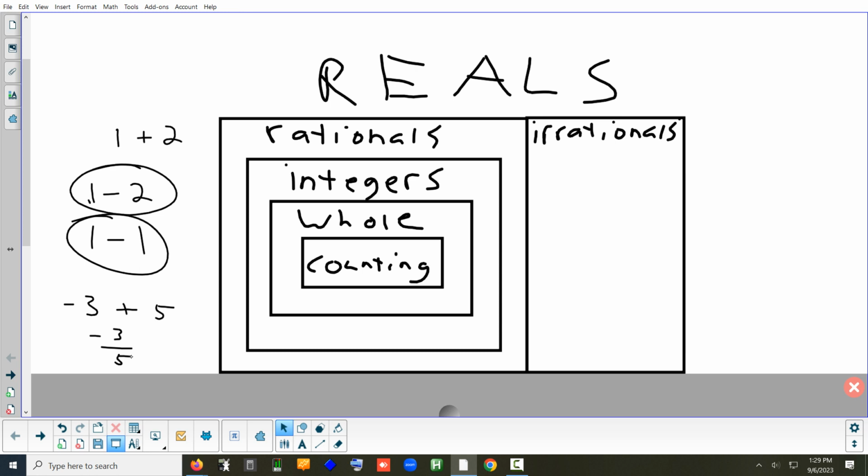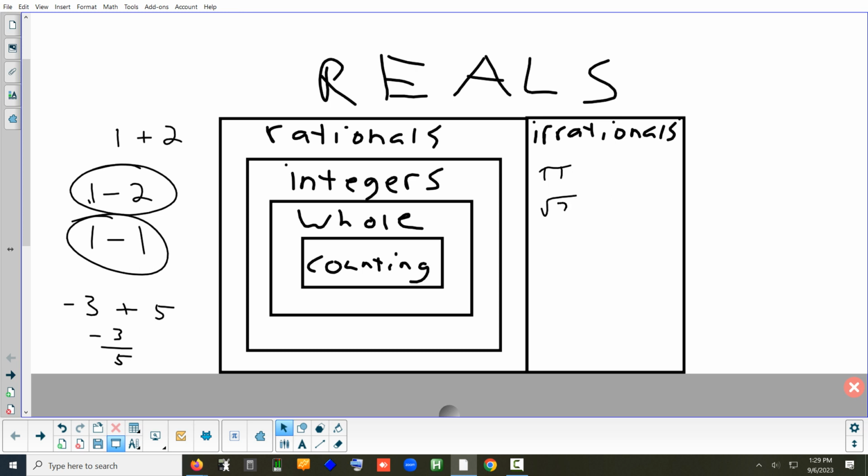So basically, rational is anything you can write as a fraction. So irrational are things you cannot write as fractions. Can anyone think of a number that cannot be written as a fraction? Yeah? Pi. So that's an irrational number.